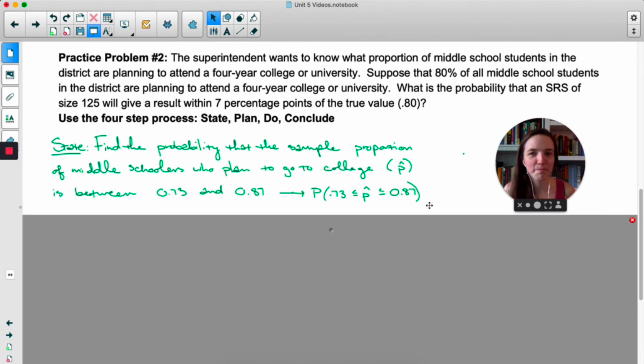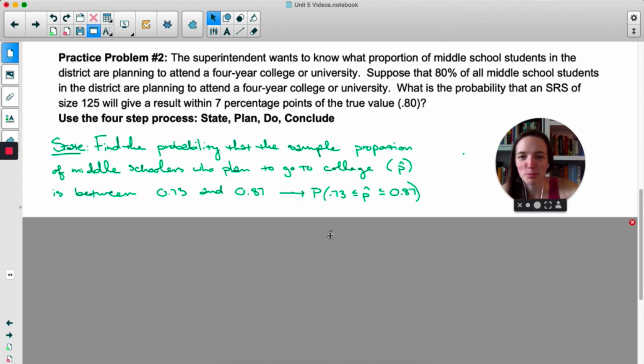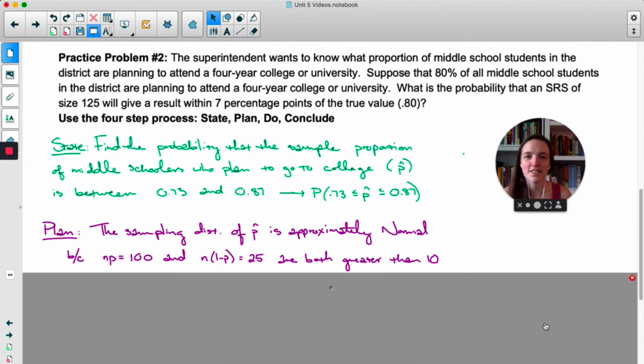Not my favorite. Anyway, context is important. Okay, next is plan. The first thing you want to do in the plan step is check to see if your distribution is normal.